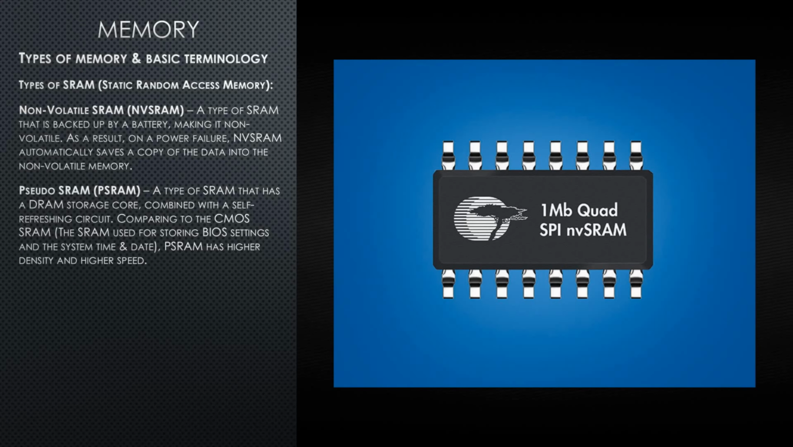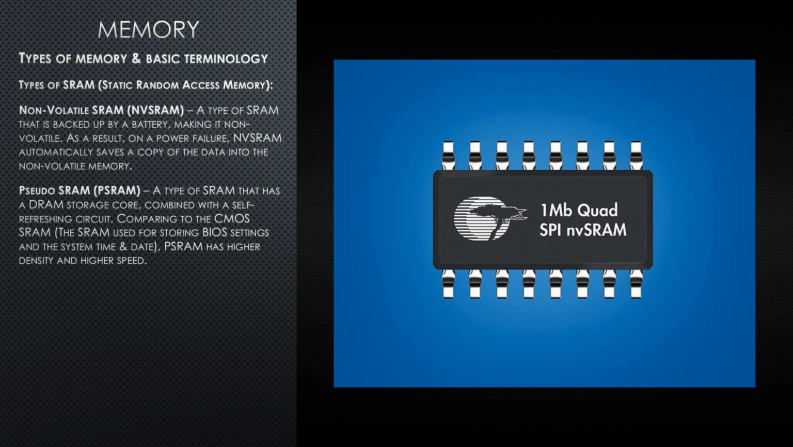Starting with SRAM, we're going to discuss now different types of SRAM or static random access memories. The first one is the non-volatile SRAM or NVSRAM. This is a type of SRAM that is backed up by a battery, making it non-volatile, and as a result, on a power failure, NVSRAM automatically saves a copy of the data into the non-volatile memory.